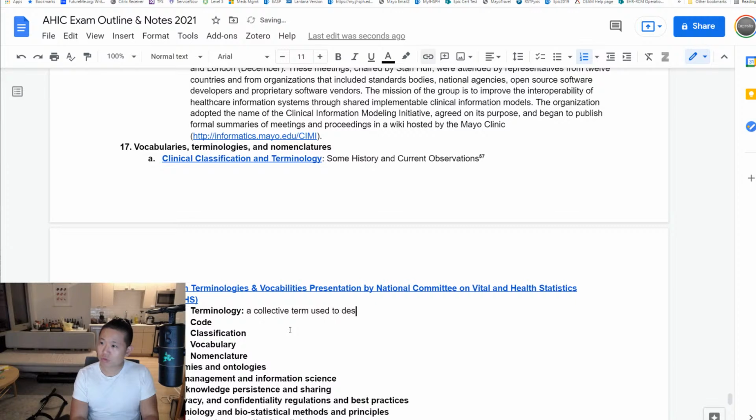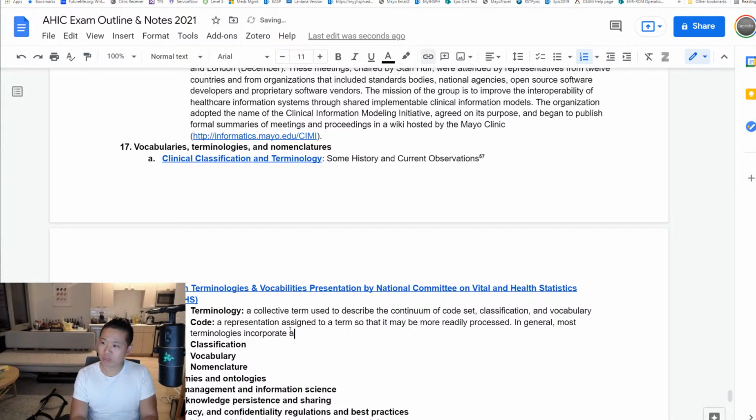Terminology: a collective term used to describe the continuum of code set, classification, and vocabulary. Code: a representation assigned to a term so that it may be more readily processed. In general, most terminologies incorporate a coding system for computer processing. I don't think I've ever read through the formal definitions of these.